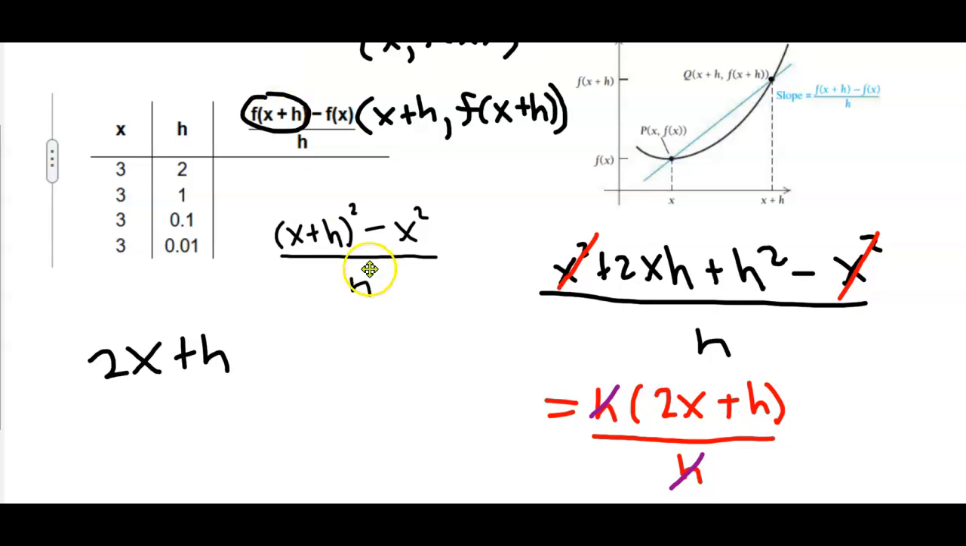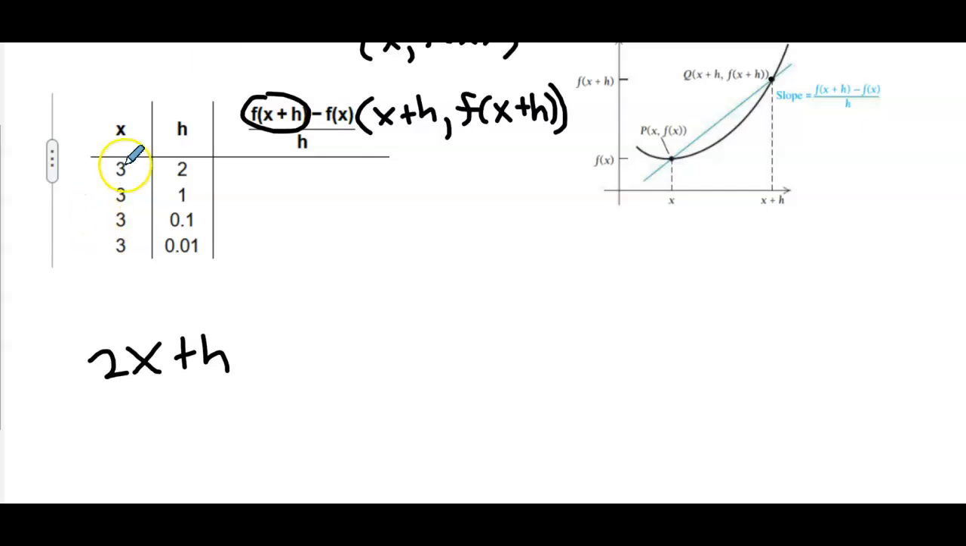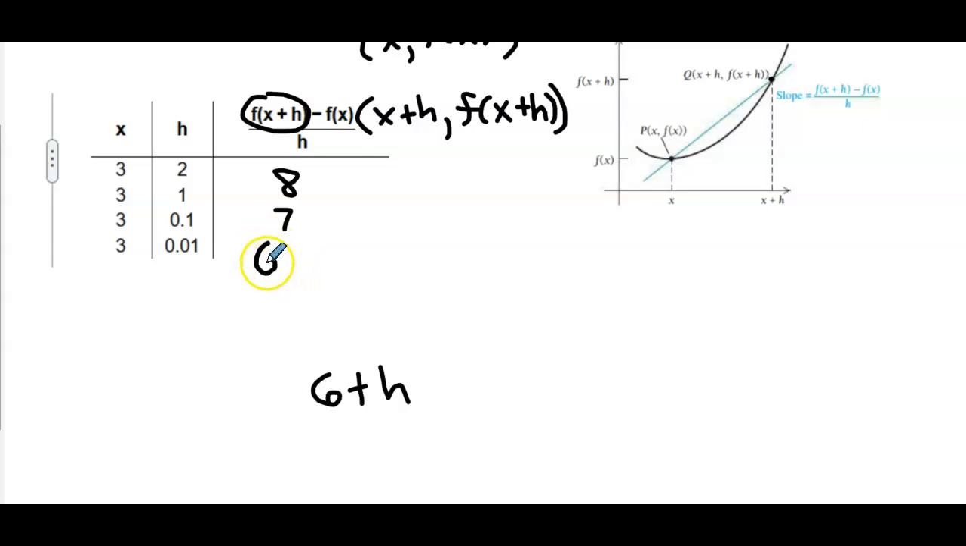And as far as filling out this table is concerned, x is always 3. So we could even just go ahead and plug in the 3. 2 times 3 being 6. And now all we got to do to get this table filled out is let h assume all 4 values given here. So for example, if h is 2, we're talking about 8 here. If h is 1, 6 plus 1 would be 7. If we add 0.1 to our 6, we got 6.1, and then we got 0.01 being added. So there's the 4 values in that table.